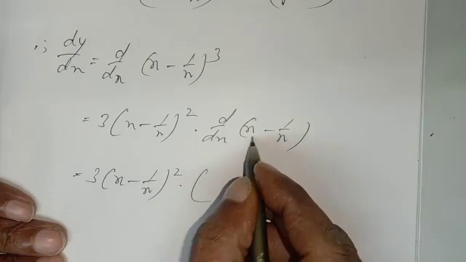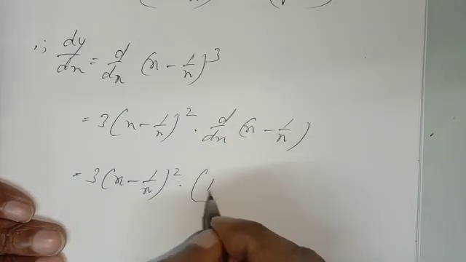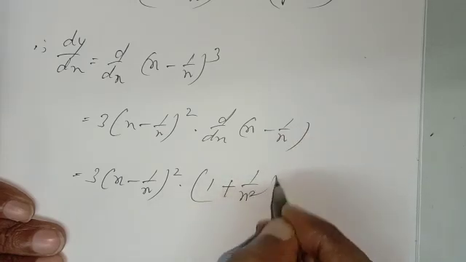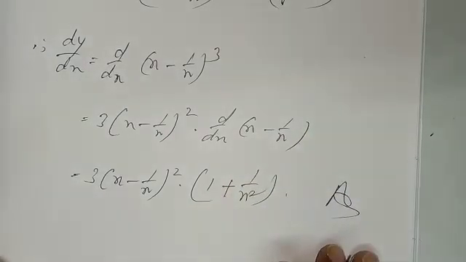So what is the derivative of x? That is 1. Using chain rule here, derivative of x is 1. This is 1, and the derivative of minus 1 by x is plus 1 by x square. This is the answer. Okay.